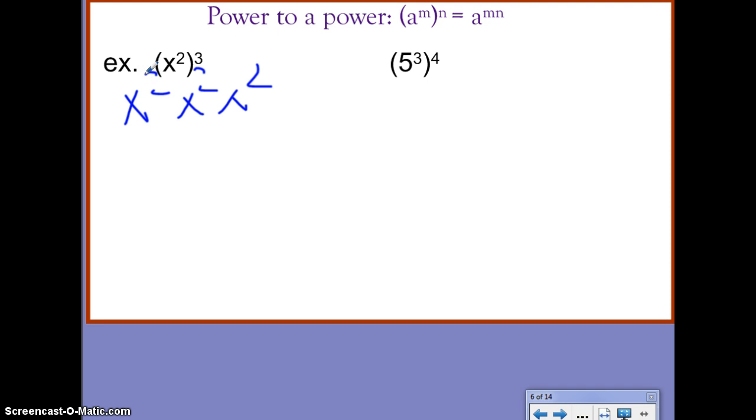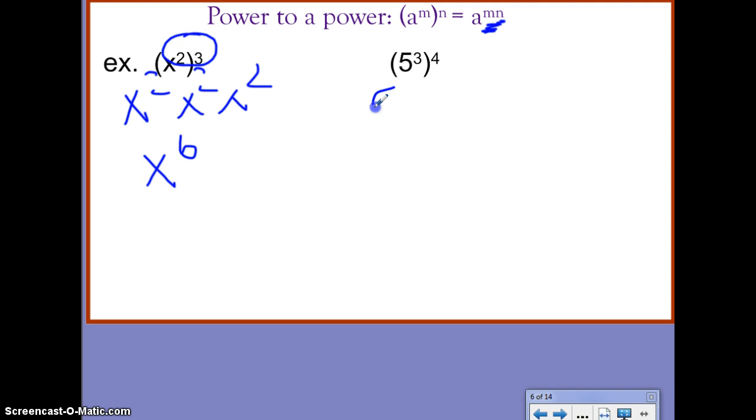If I were to write it all out, I would write x, x, x, x, x, x. But because we just reviewed that rule, we know that 2 plus 2 plus 2 is 6. So it's x to the 6th power. Again, the shortcut on this one is that I can take my 2 and my 3 and multiply them. That's what this rule right here means. So 2 times 3 is 6. Try the next one on your own, and then when you're ready, let me know.